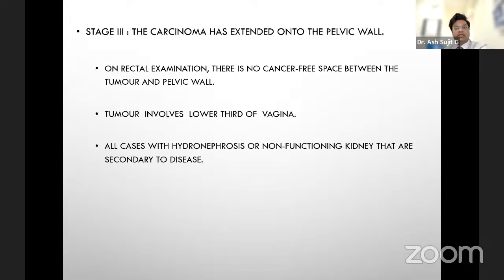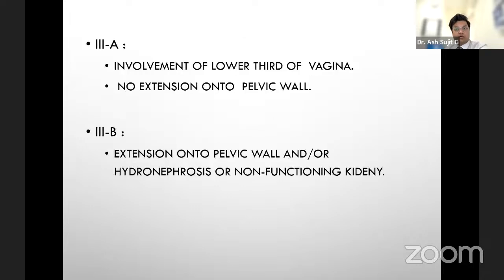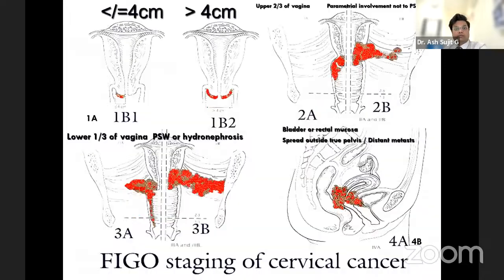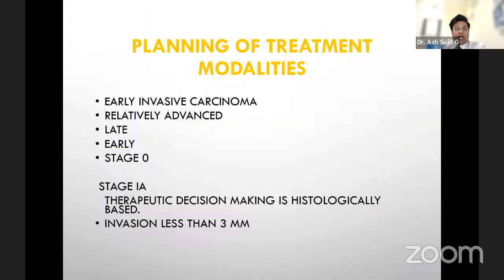Stage 3 extends into the pelvic wall, and this can lead to obstruction of the ureter and can lead to a non-functioning kidney also. And stage 4 involves the area beyond the true pelvis, which can involve the rectum also, or can spread to distant organs.